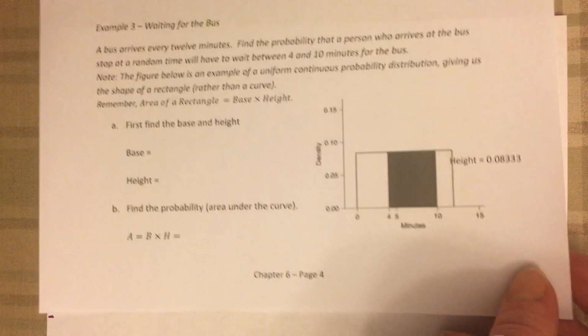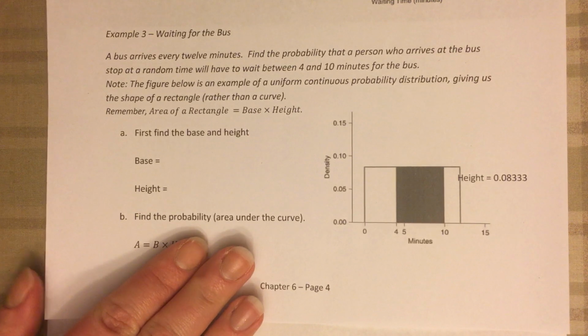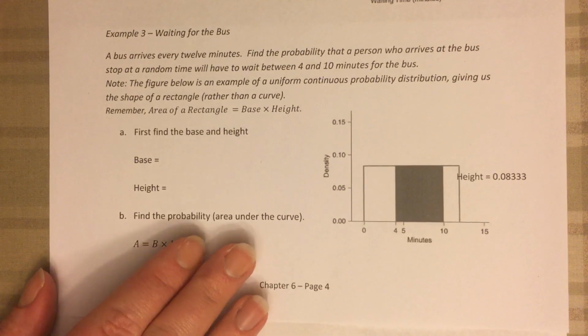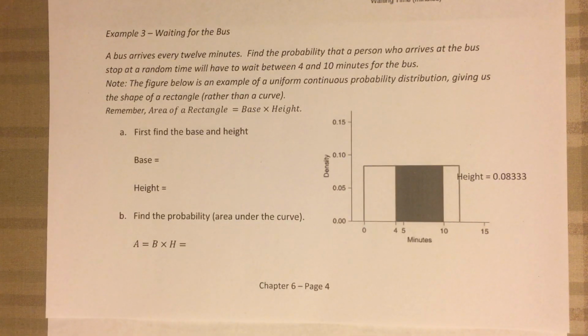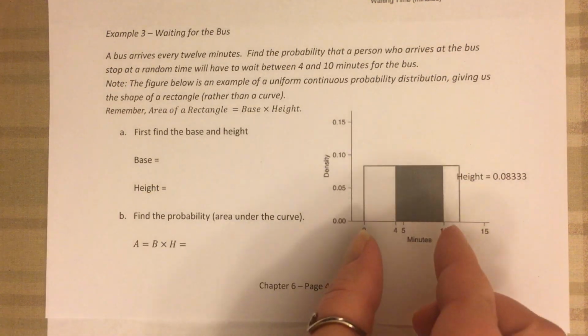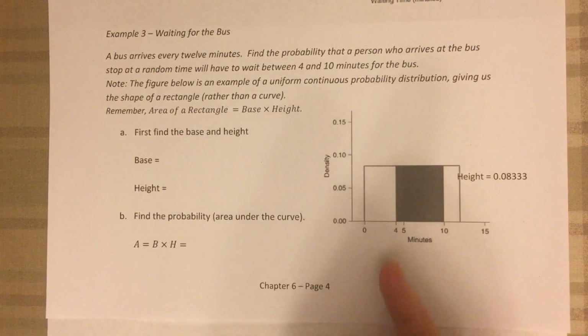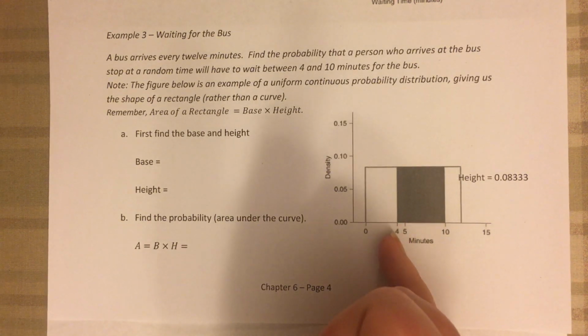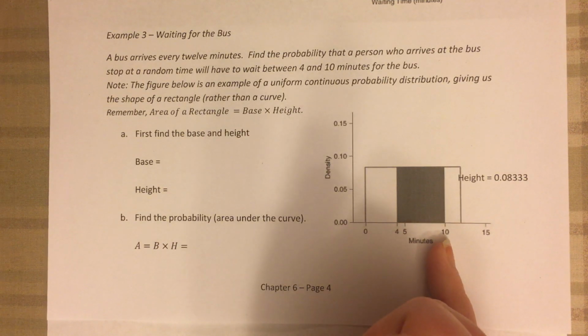All right. So for this last example for this section, we are going to look at waiting for a bus. A bus arrives every 12 minutes. Find the probability that a person who arrives at a bus stop at a random time will have to wait between 4 and 10 minutes for the bus. We're focusing on our 4 minutes to 10 minutes. This rectangle down at the bottom represents a bus that shows up every 12 minutes. We're focusing on the shaded area down here between 4 minutes and 10 minutes.